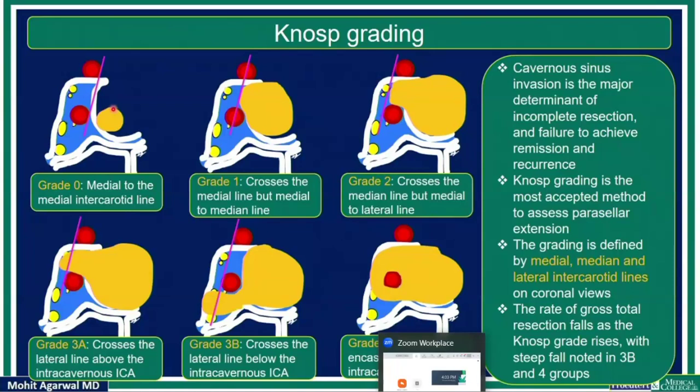And sometimes you won't see people actually grading it according to the Knosp grade, not saying that it's Knosp 2A or 2B, but then most people do describe whether or not it is beyond the level of the internal carotid artery, or is medial to the level of the internal carotid artery. So the description would imply which Knosp grading it is, but then it's those three tangential lines that we like to look at when we are deciding whether or not there is cavernous sinus extension, or whether or not that particular tumor is going to be completely resected or not.